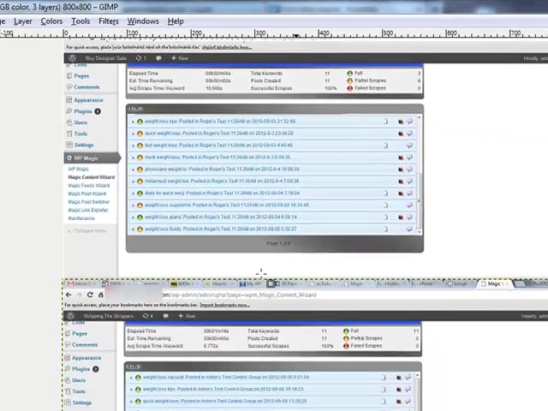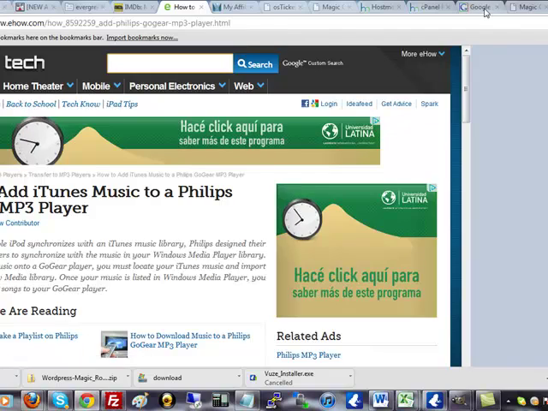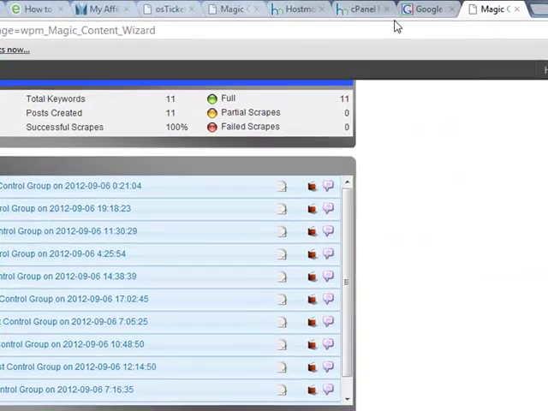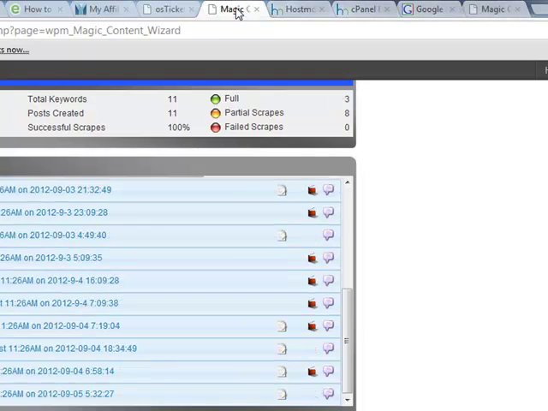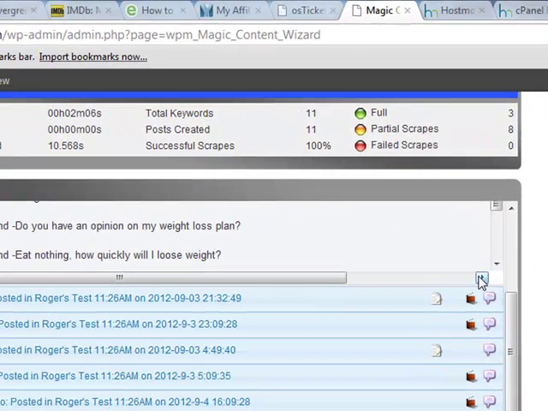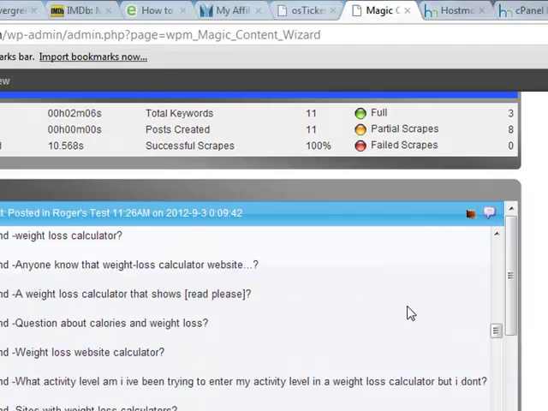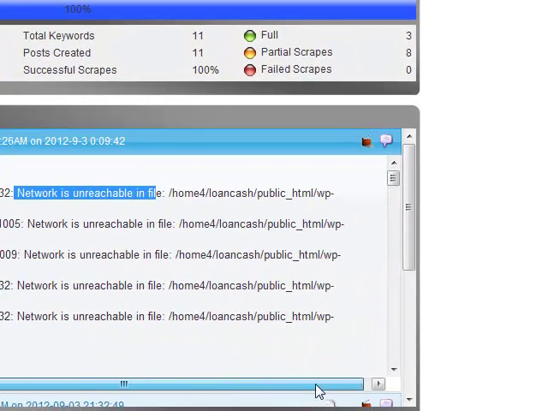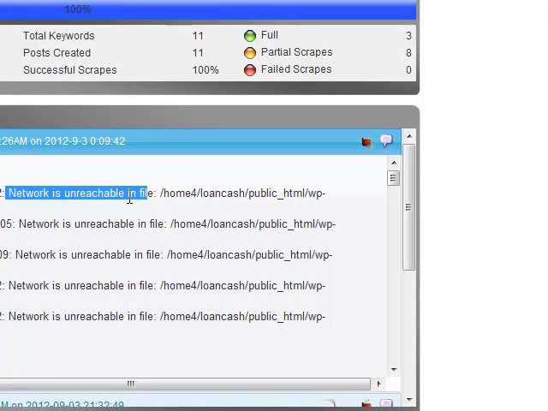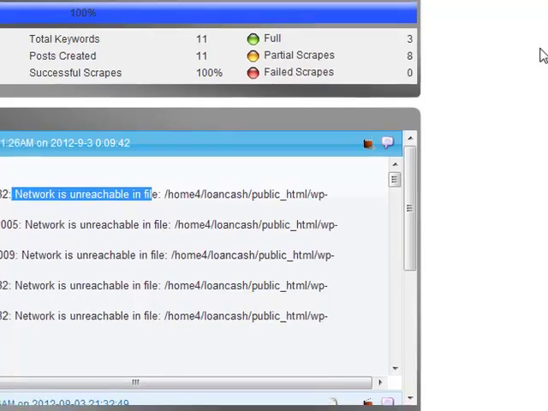So what I did was I opened, let me just take a look at this here, I opened this one so that I could see what was going on, and I see the same thing that you posted in your support ticket. Network is unreachable in file.